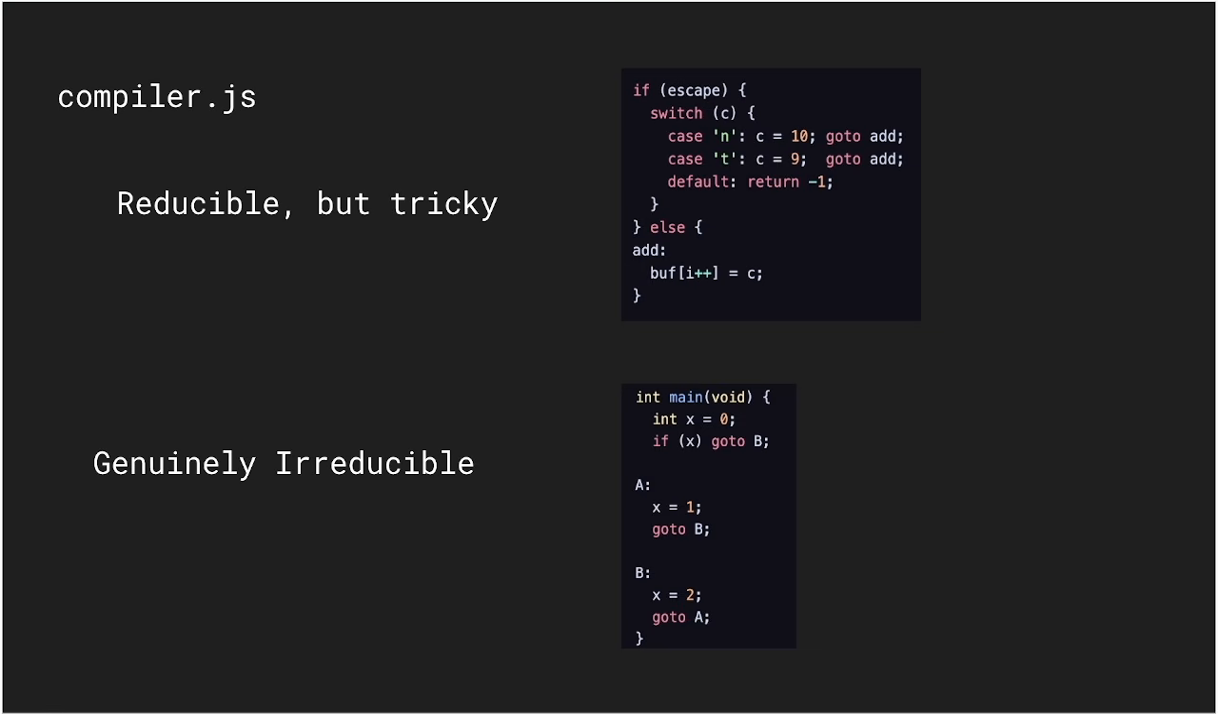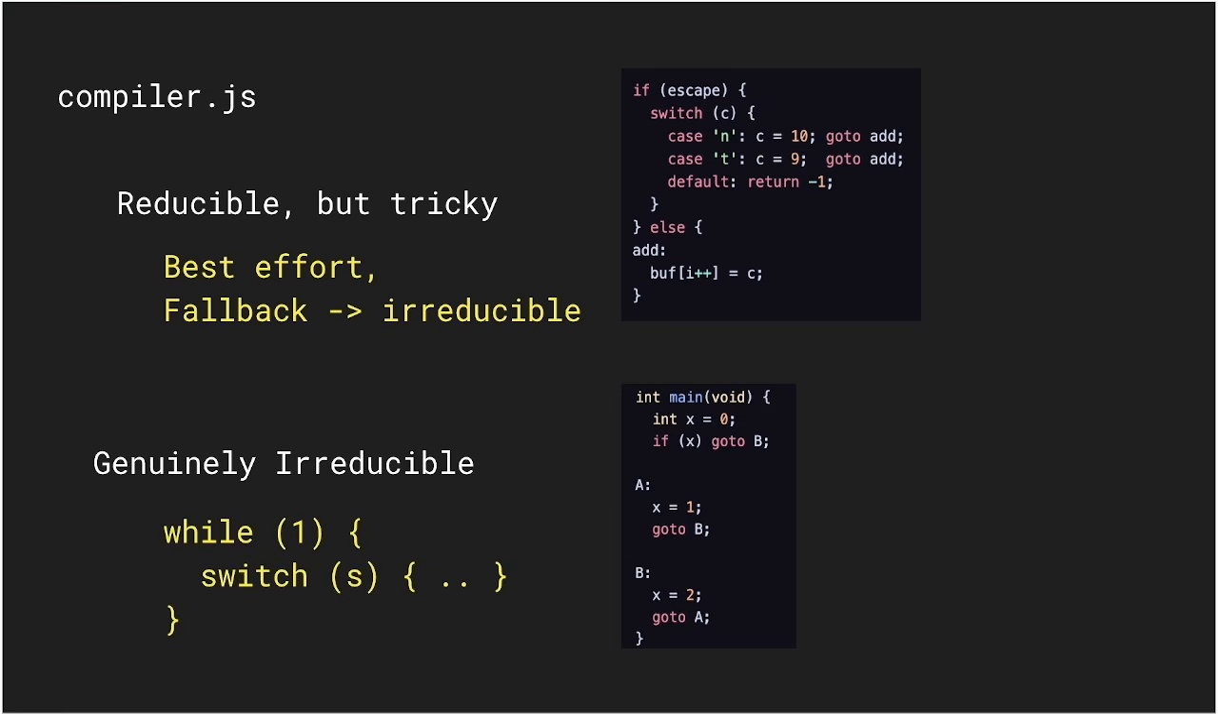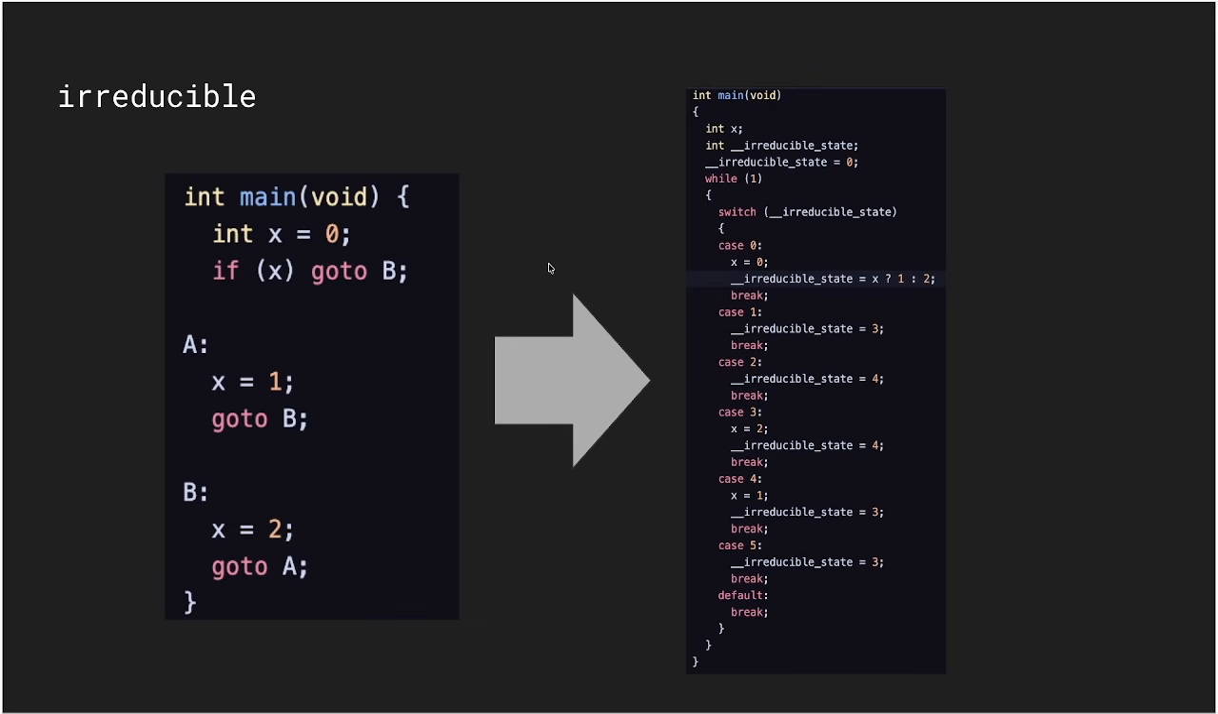Okay, so we talked about a couple things. Reducible but tricky, that's the example we just saw. We'll try best effort, but if that fails, I'll fall back to the irreducible case. In the irreducible case, you can still implement it using a giant while and switch loop, right? So essentially the idea looks like this.